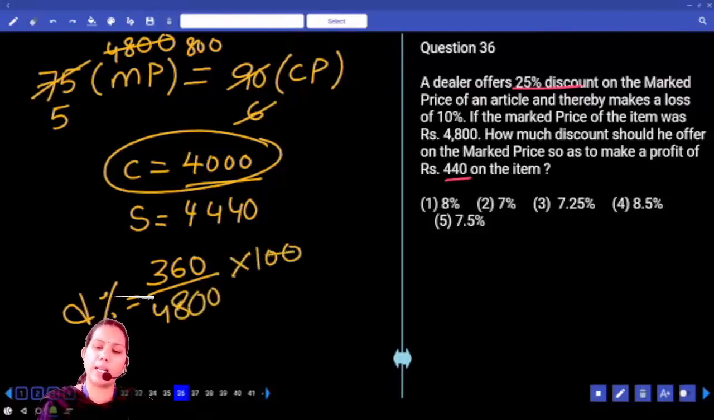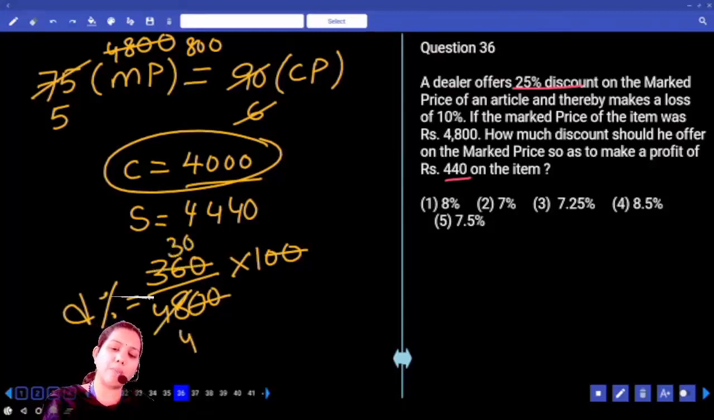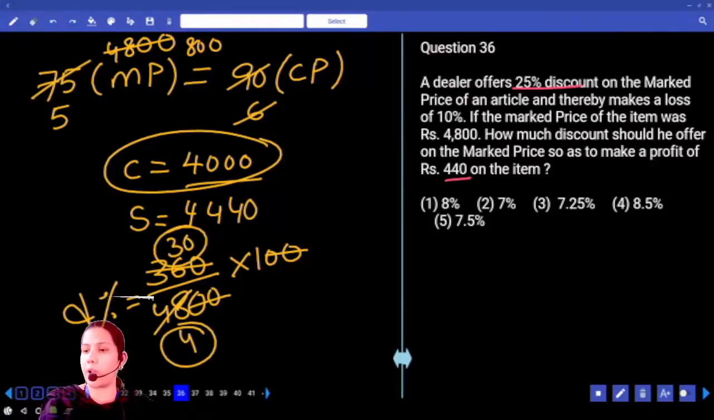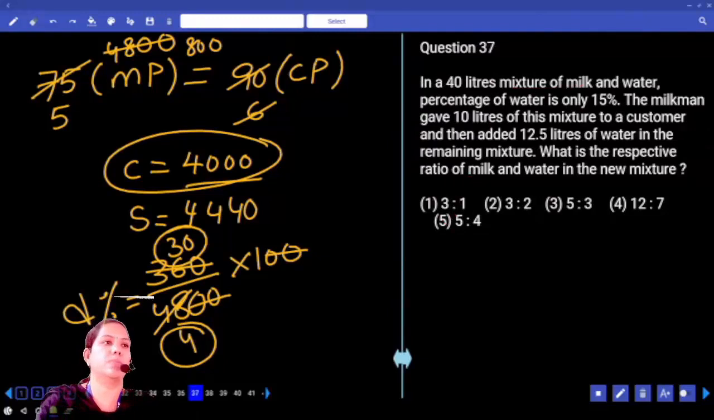4800 into 100. The double 0s cancel, 12 table 4 times and 12 table 30 times. 30 by 4 means 7.5%. That is the 5th option, 7.5. Okay, next question number 37.